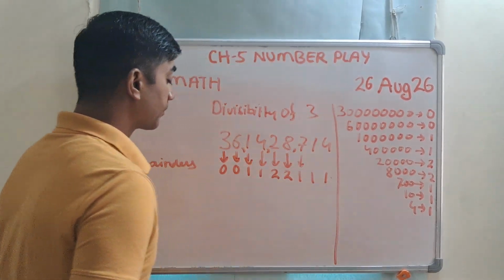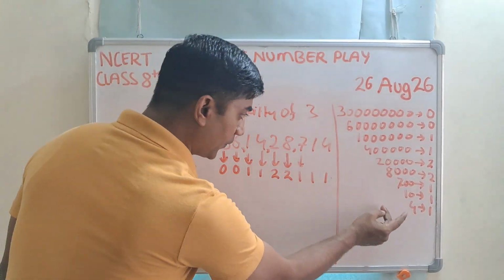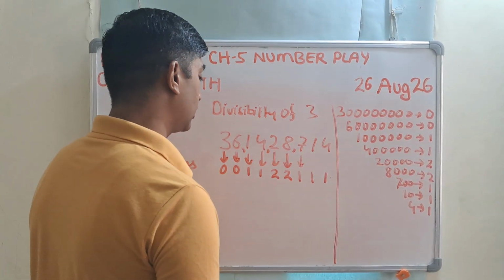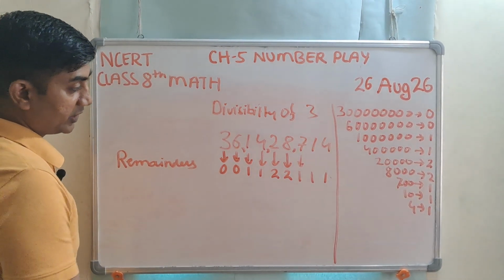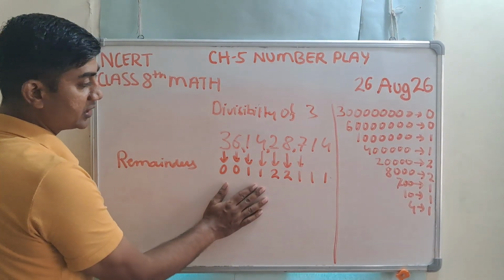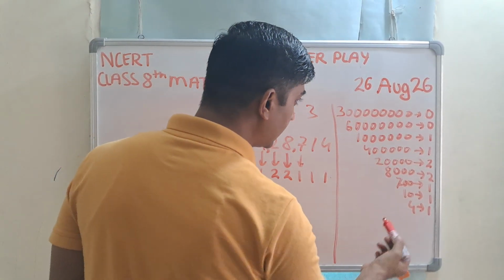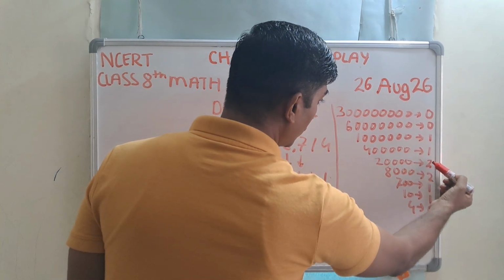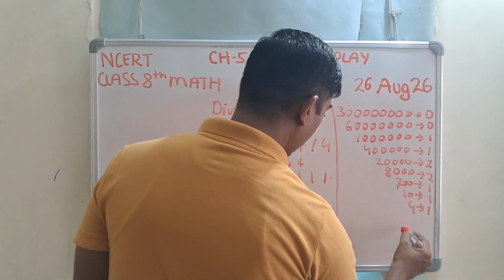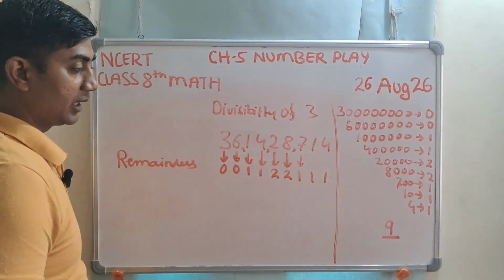Now see, what I want to make you understand is that this number is actually comprised of these numbers. That we have studied in class 6 only. Now this number is comprised of these, means all the remainders are also the remainders of these numbers. Now we will add all the remainders. What is the addition of all the remainders? We will see 1 plus 1 is 2, plus 2 is 4, plus 2 is 6, plus 3 is 9. Understood? What is the remainder? 9.